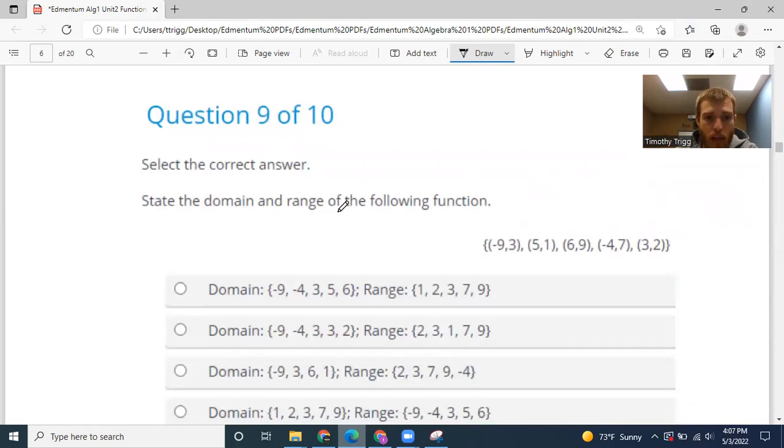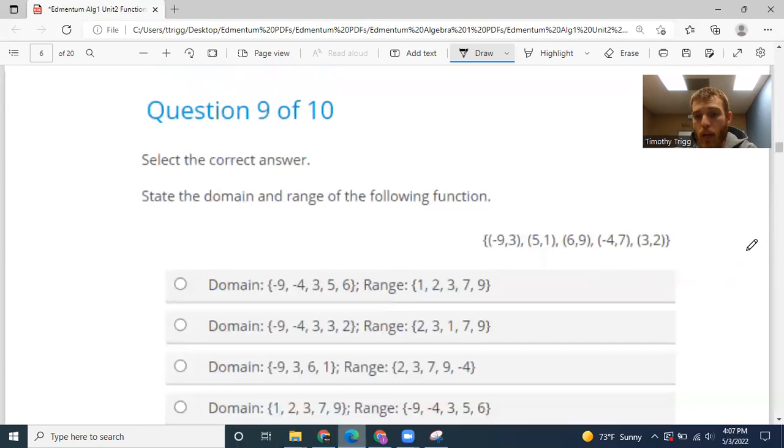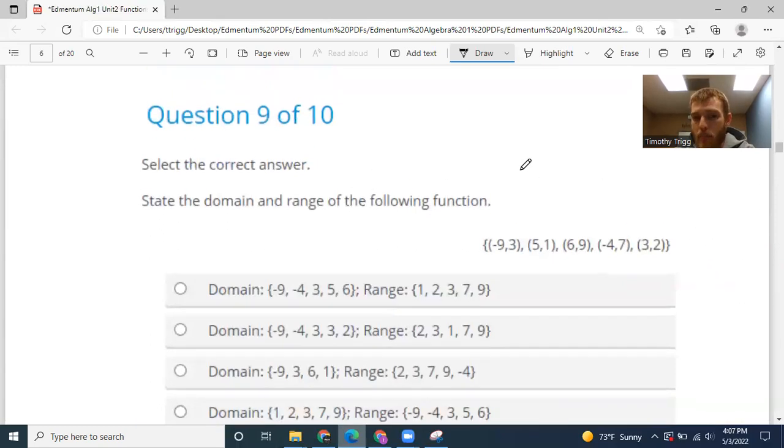State the domain and range of the following function. Okay, the domain are the inputs. So in our case, the domain is going to be, and usually we draw a little squiggly if we're just going to have a list. So our domain are our inputs. So that's -9, 5, 6, negative 4, and 3. These are all the x coordinates, the inputs.